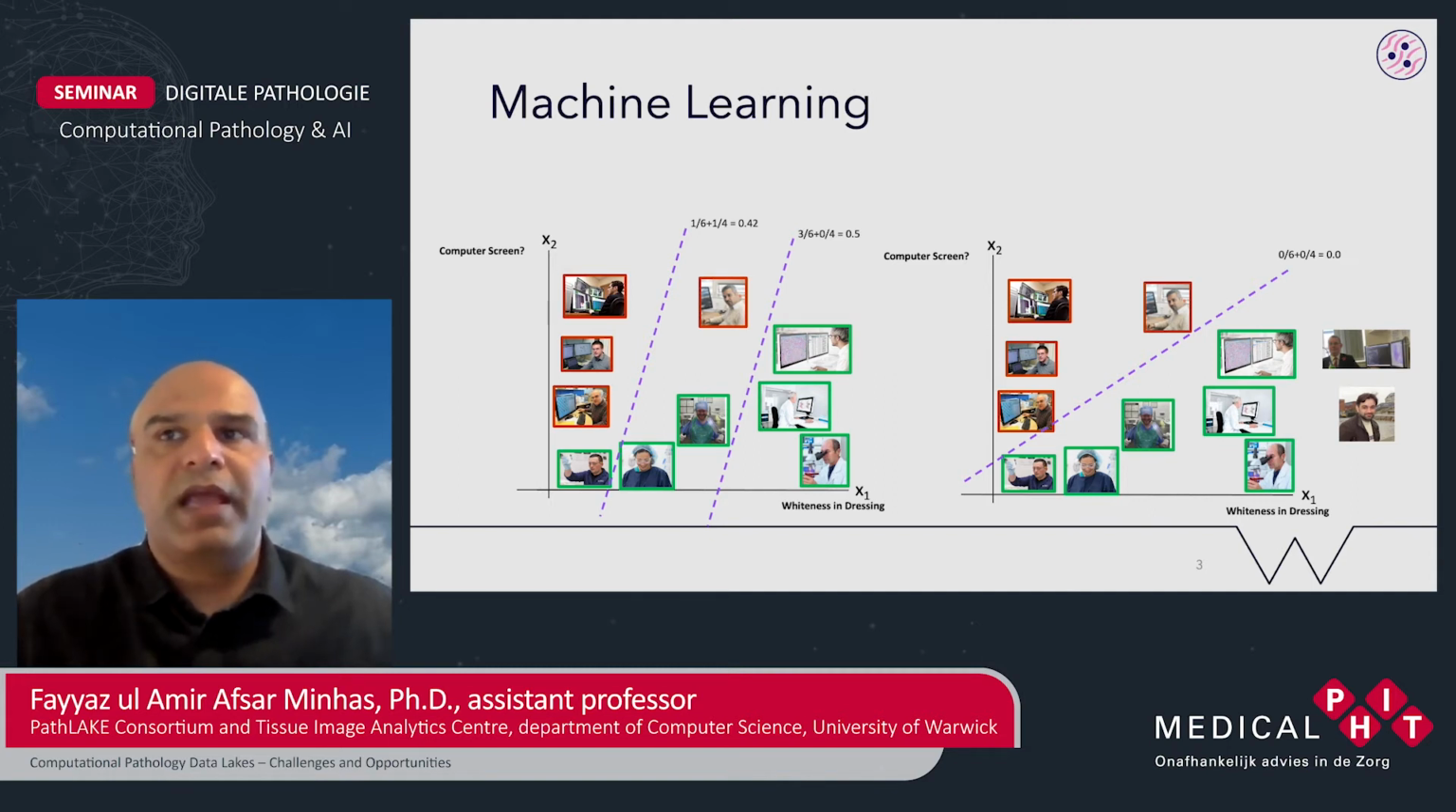For example, we have these two. This is David Snead, who's actually the head of PathLAKE. He's a pathologist, but because he has computer screens in front of him, probably his image is going to be misclassified. Over here is my friend Sean, who's a computer scientist with me in the TIA center. They don't have a computer screen in front of them. They are also going to be misclassified as a pathologist.